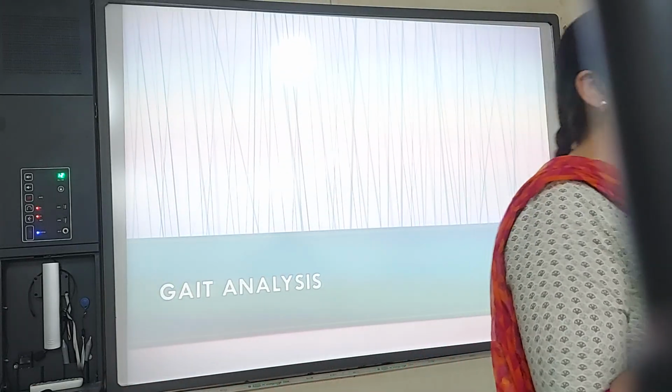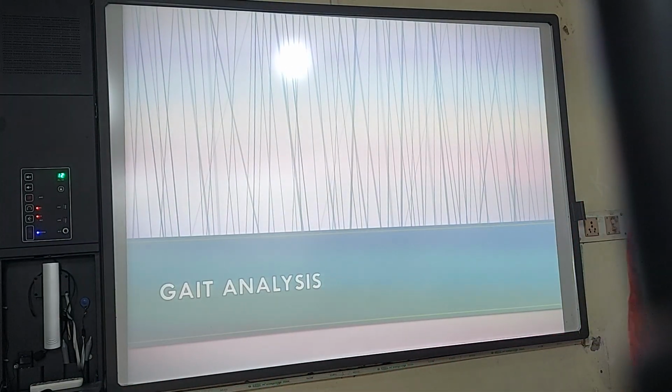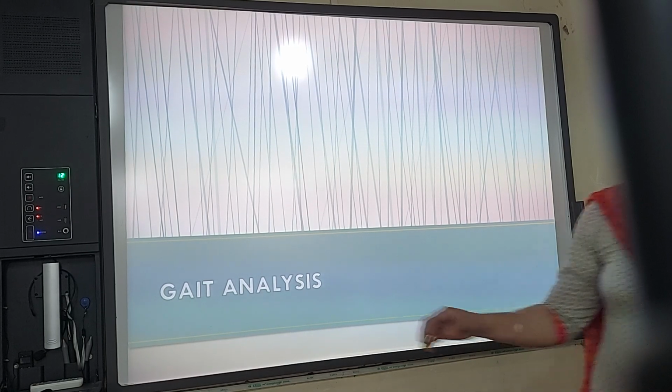Gait analysis, you have already studied gait analysis in your BPT class. Fine. You have an idea what gait is. You know what is stance phase, what is a gait cycle, what is a swing phase. You know about it.